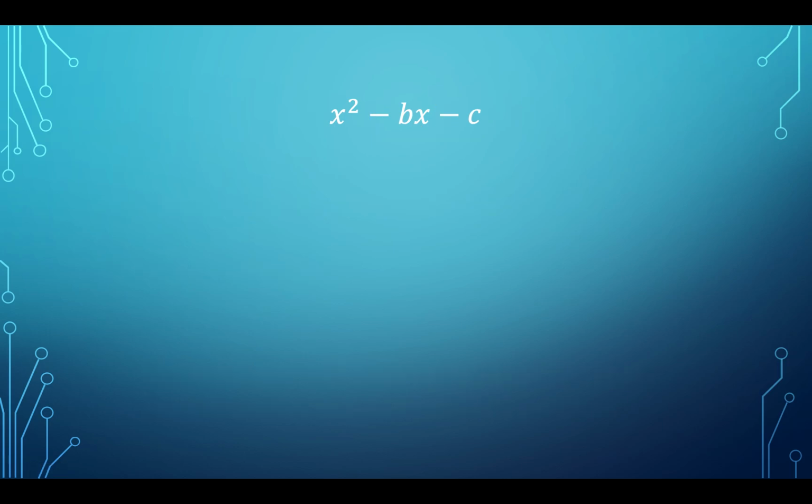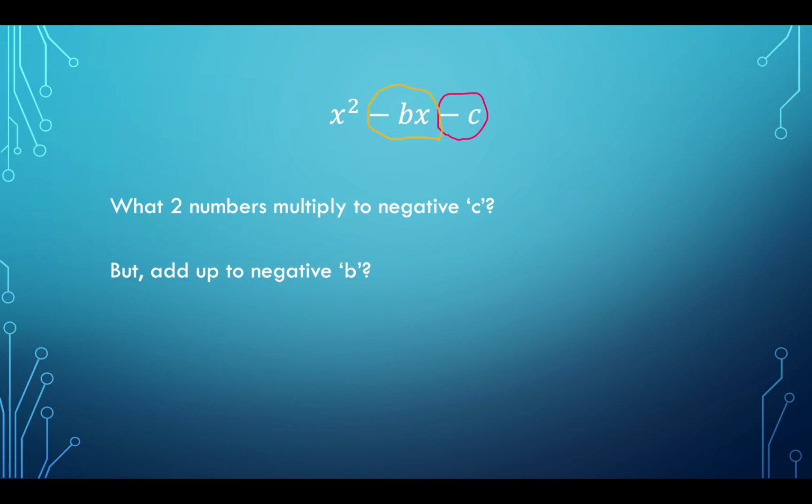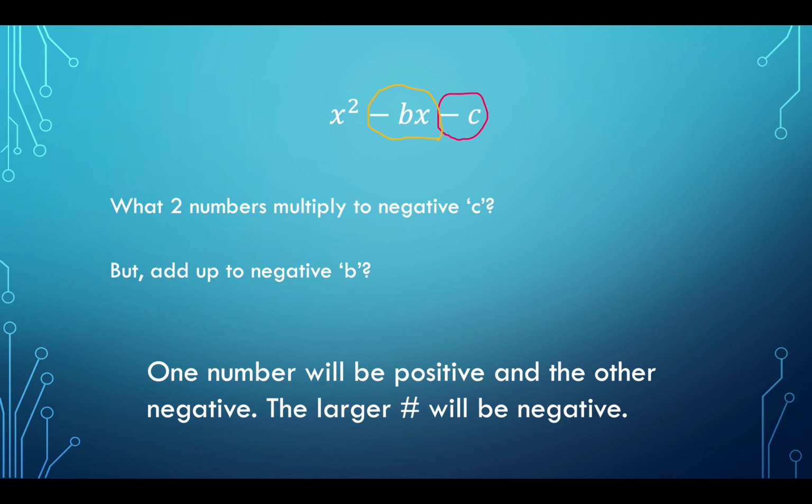How about if we have x squared minus bx minus c? Same thing. What two numbers multiply to give us negative c, but at the same time add up to this negative b? So once again, one number is going to be positive and the other is going to be negative. But in this problem, when we have minus b over here, the larger number will be negative.